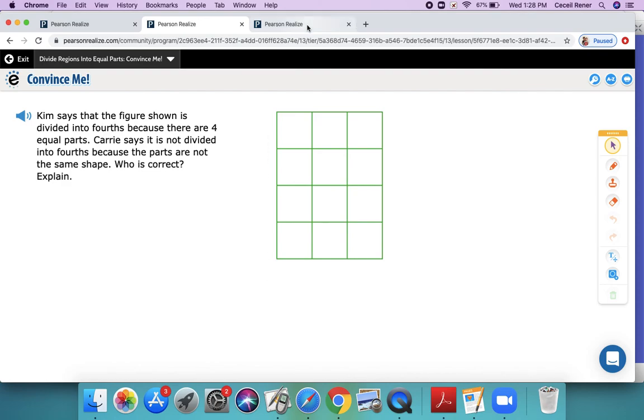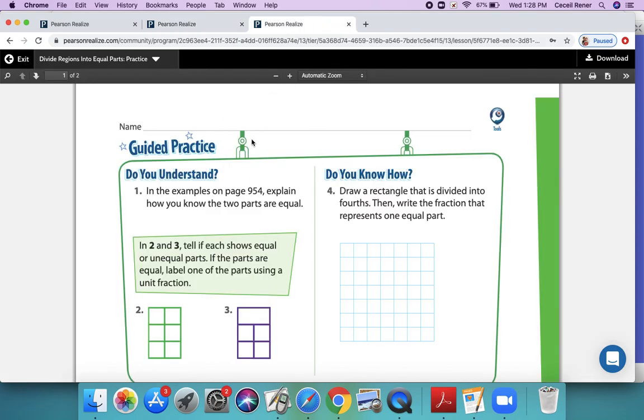Oh, we already did that. Now, so let's do the guided practice.